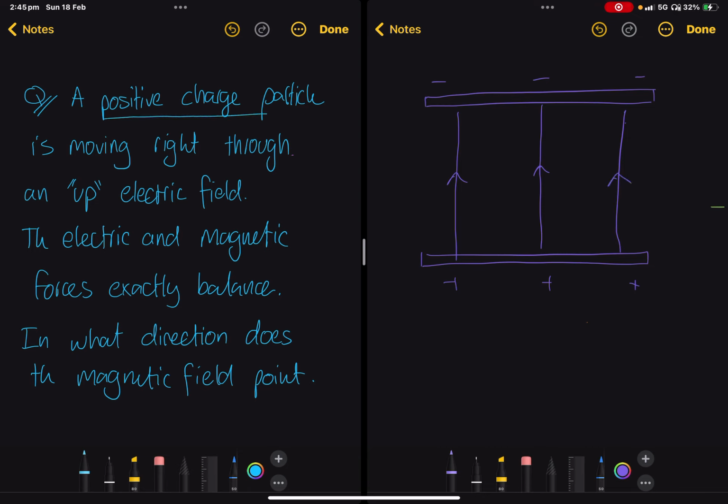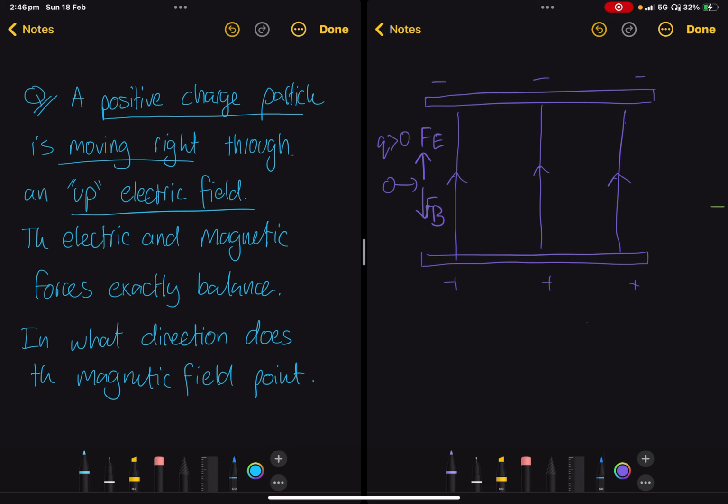A positive charge particle is moving right through an up electric field. Okay, so there's some particle here. It has charge which is greater than 0. The electric and magnetic forces exactly balance. In what direction does the magnetic field point? Alright, well the charge particle based on the electric field wants to move up. This is the force due to the electric field because the positive charge wants to get to the negatives, which are up the top. So this means that the force due to the magnetic field, FB, must point down.